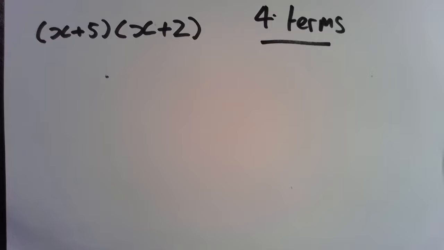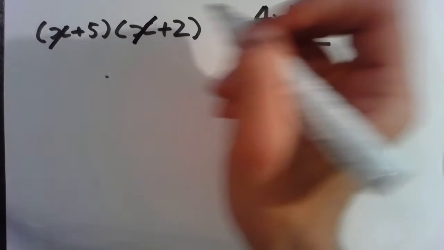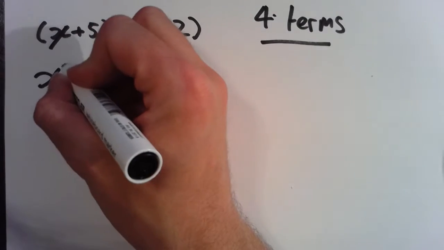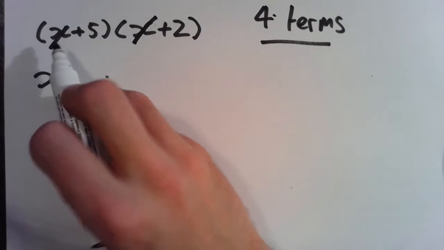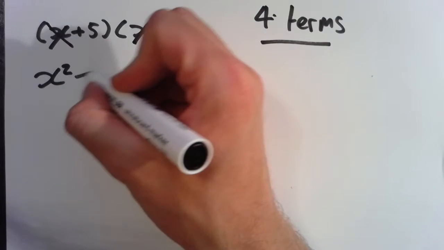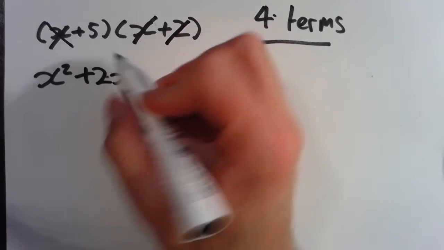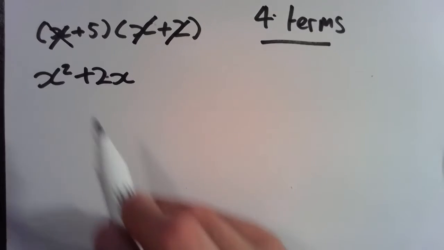So first thing I'm going to do is start multiplying these out, and I'm going to cross them off as I've done it. So I'm going to multiply my x with that x, and I get x squared. X multiplied by x is x squared. Then I'm going to multiply this x with this 2, and that gives me 2x. Now see, I've completely crossed off that x. It's got 2 lines through it. We're not using that one anymore.